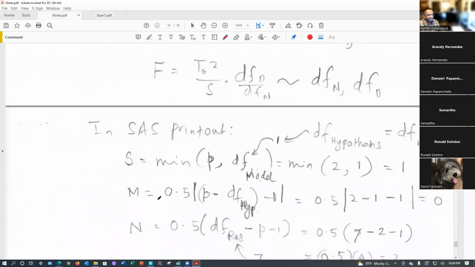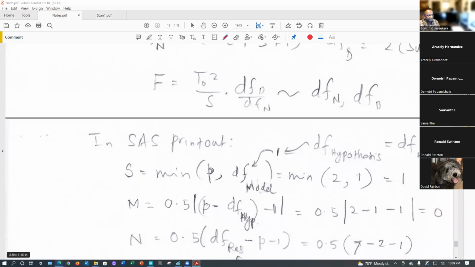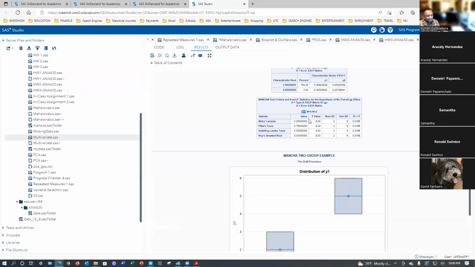Yeah. The next one, M. M is 0.5 times P minus degrees of freedom of that model minus 1. So degrees of freedom of model is 1 in various cases. 2 minus 1 minus 1 is 0. So on the printout, if you go ahead and look at it, that would be 0. Okay, 0.